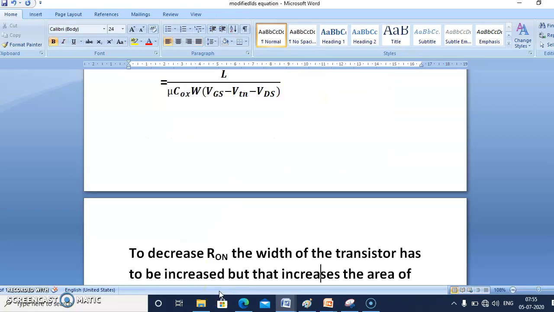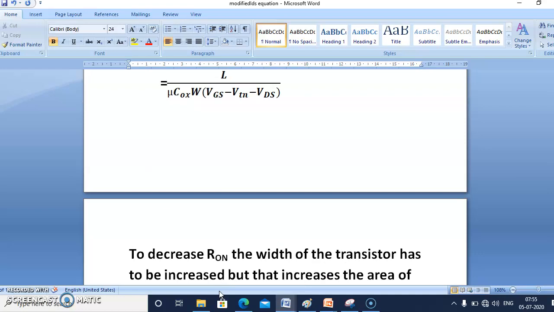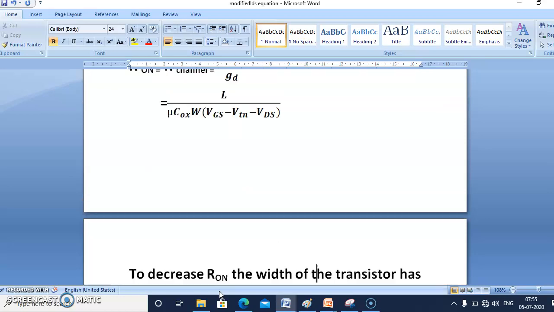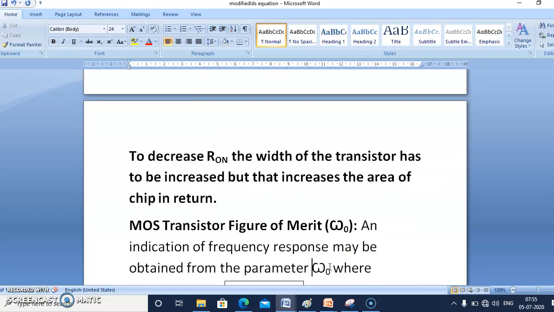Next, the figure of merit. To decrease R-on, the width of the transistor has to be increased. If we see here, if we want to decrease R-on, what should we do? Either decrease L or increase W. If you increase the width, then obviously the area increases. Area is equal to W into L.